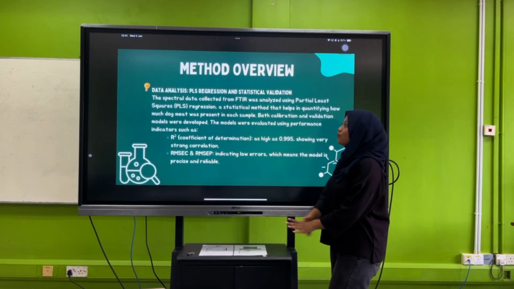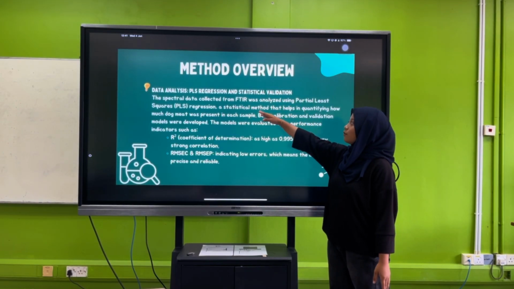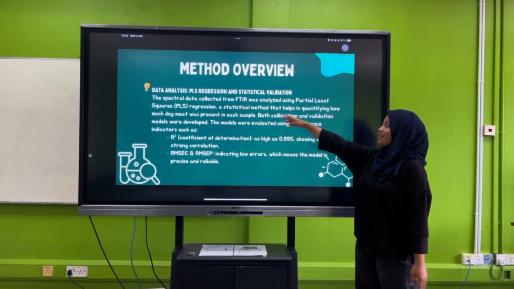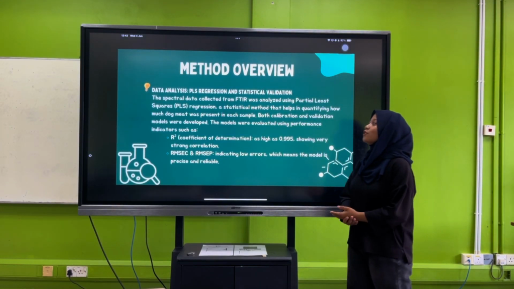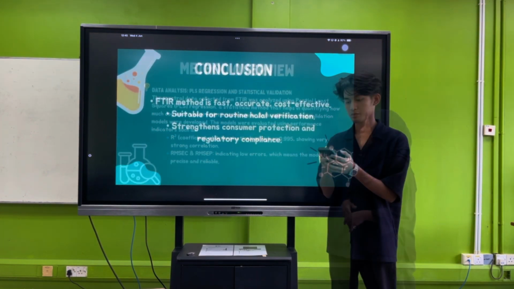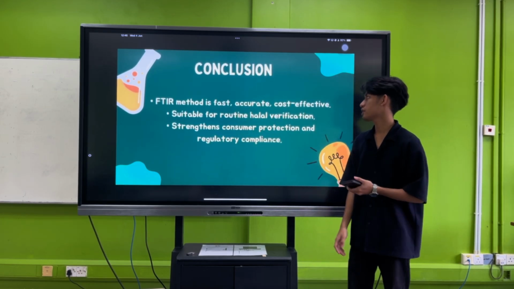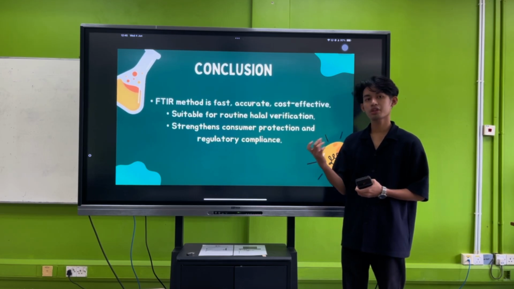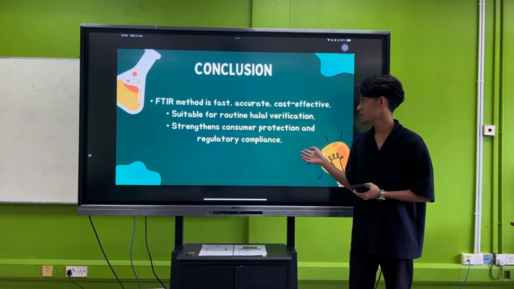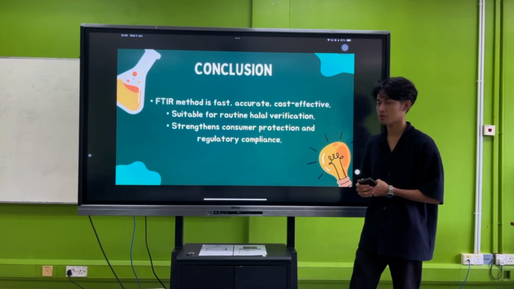The last step in the method overview is data analysis, with regression and statistical validation. The spectral data collected from FTIR was analyzed using partial least squares regression, a statistical method that helped in quantifying how much dog meat was present in each sample. Both calibration and validation models were developed. As a conclusion, there are three advantages of FTIR. First, it is a cost-effective method to find out whether the food is adulterated. Second, it is suitable for routine halal verification. The final point is that it strengthens consumer protection and regulatory compliance. So that's it for the question.